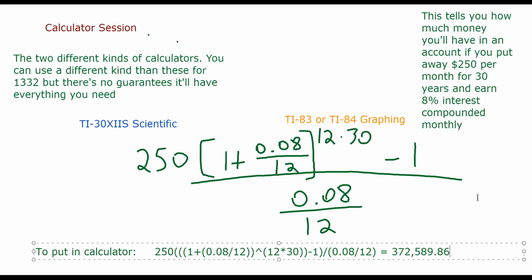If this represents the amount of money that's going to be in an account, if I put away $250 a month for 30 years with 8% interest, it shouldn't give you a negative number. It shouldn't give you a number less than 1, like 0.084. That doesn't make any sense. You're going to have thousands, if not hundreds of thousands, potentially even millions of dollars in that account, which is what ended up happening here. We had $372,589.86.